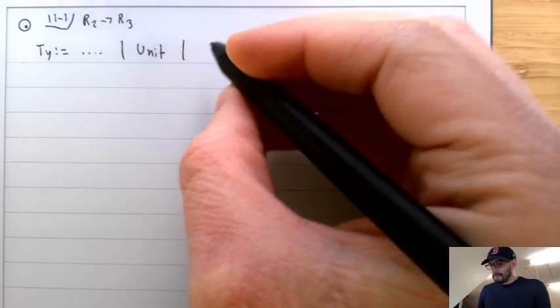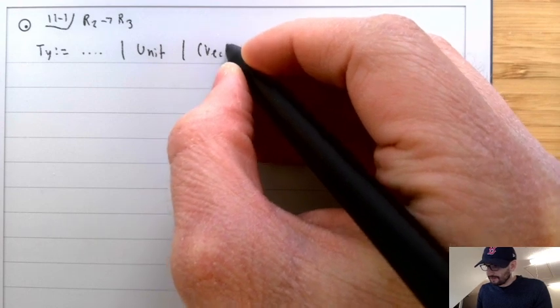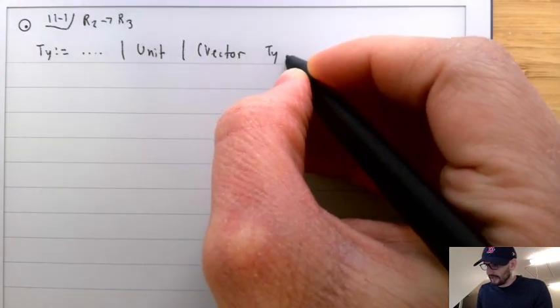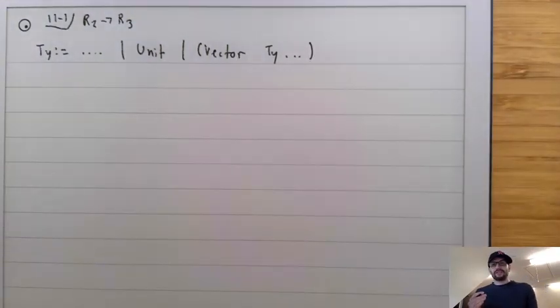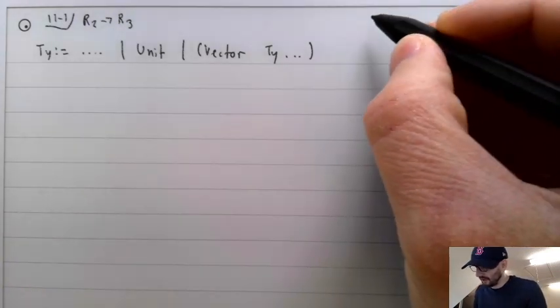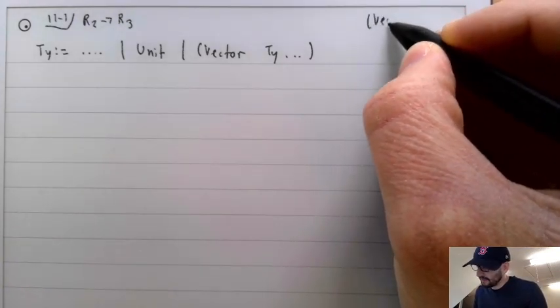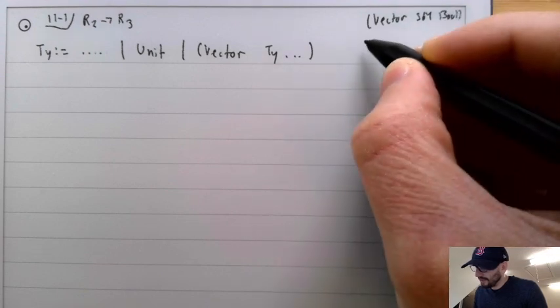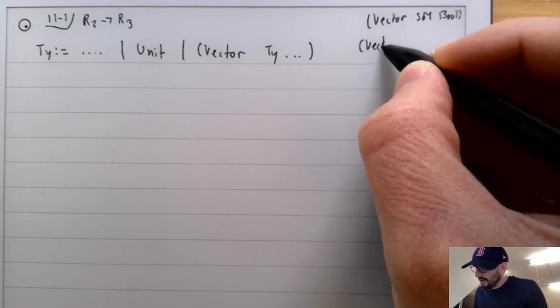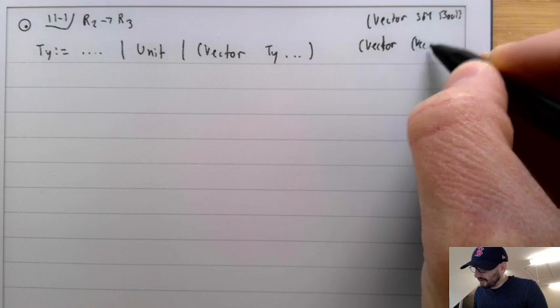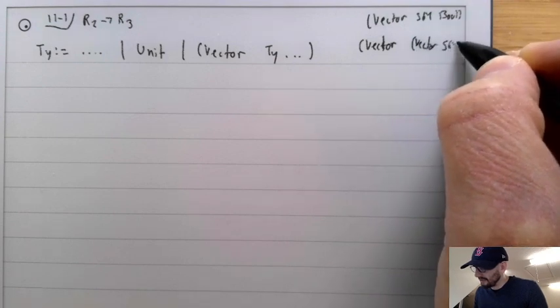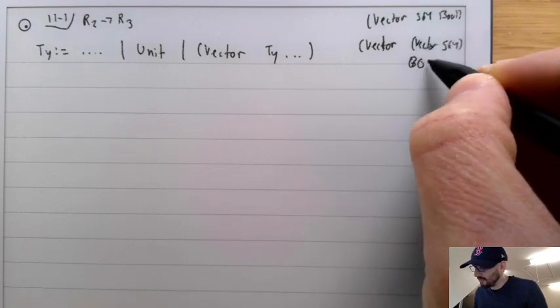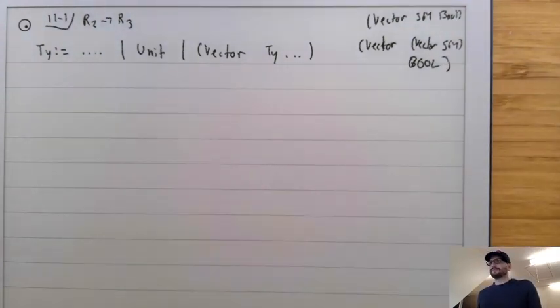And then there's also vector of type. Now, a vector is not an array. A vector is like a tuple. So each one of those types could be a totally different thing. So for instance, vector of S64 bool is a type, and a vector of a vector of an S64 and a bool is another type.